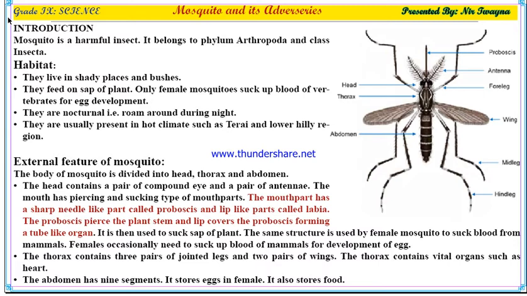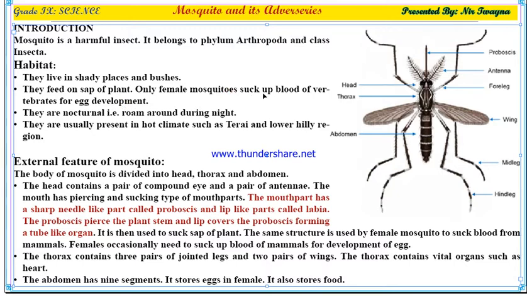Okay, so they are vegetarian. Yes, don't be shocked. Mosquitoes are vegetarian. They are not carnivores, they are vegetarian. But the problem is the female mosquitoes. See, the female mosquitoes need some kind of protein present in our blood to develop eggs. They need that blood for development of eggs.